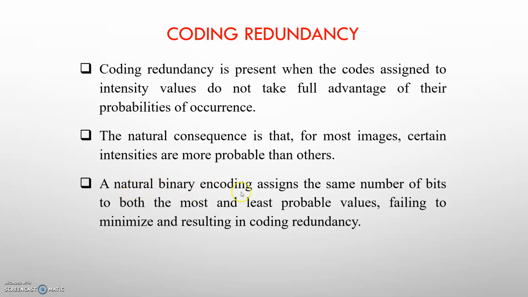A natural binary encoding assigns the same number of bits, which is in our case 8, to the least probable values as well, failing to minimize and resulting in coding redundancy. So till now what we were doing is that we were just assigning 8 bits to everything, right? Due to which we weren't able to get the benefit of the intensity values which were more probable. So definitely every education is all about seeing the patterns and extracting something useful out of it.